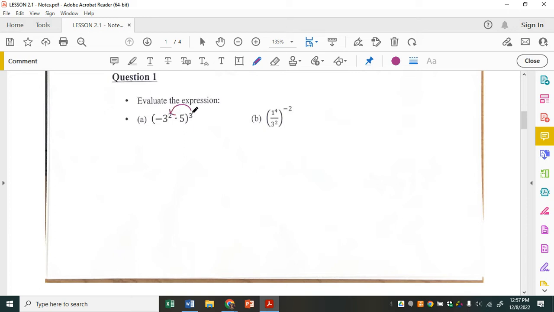Exactly. We're distributing this exponent into our parentheses. So this -3 now has an exponent of 6 because we multiply. And the 5 now has the exponent of 3.